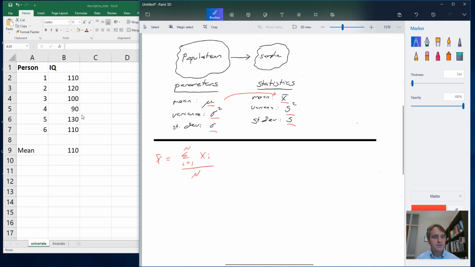Your book mentioned range as one. So we can observe here that it goes all the way from 90 up to 130. So that's a difference of 40 points. That gives us some idea of how spread out the data are. But a more precise, more informative measurement is going to be the variance.